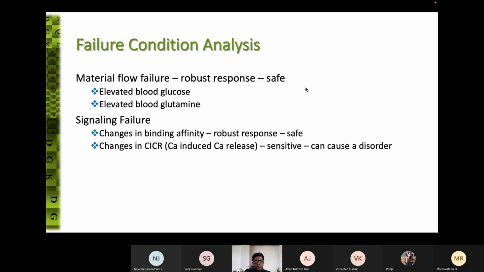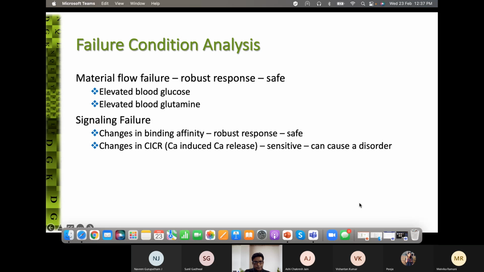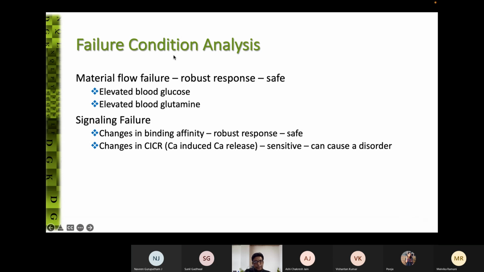So let's look at one other aspect here. This is sometimes the failure analysis kind of analysis, which is done for various kinds of networks. If that is done, then you seem to get some more understanding of what really happens. So you could have a material flow failure. That means you could have elevated blood glucose, or elevated blood glutamine. So how does the response behave?